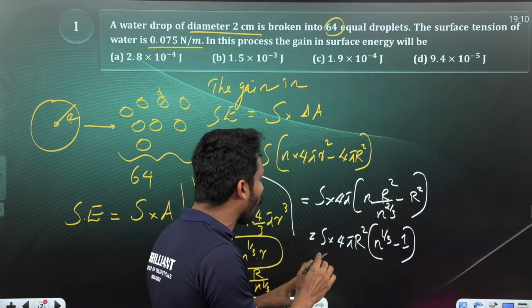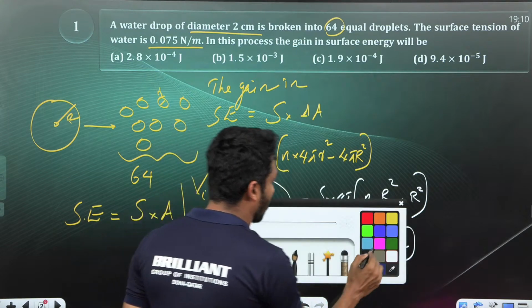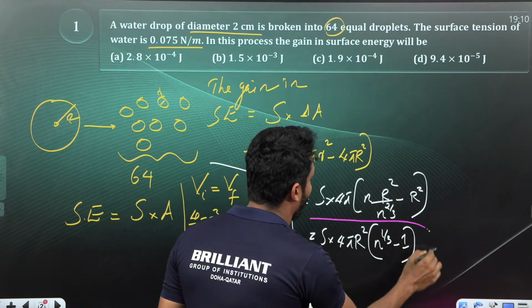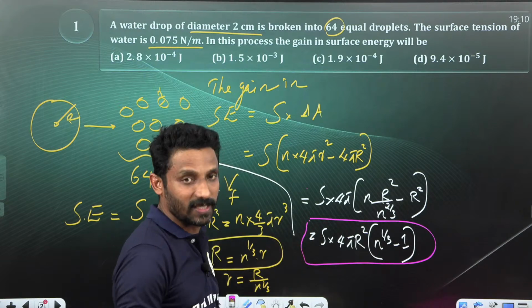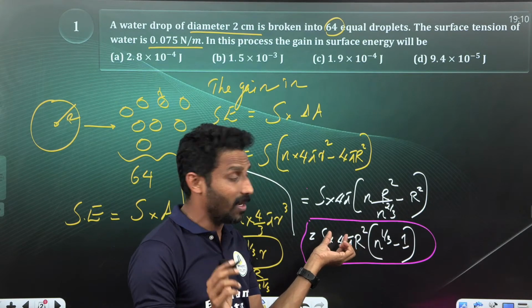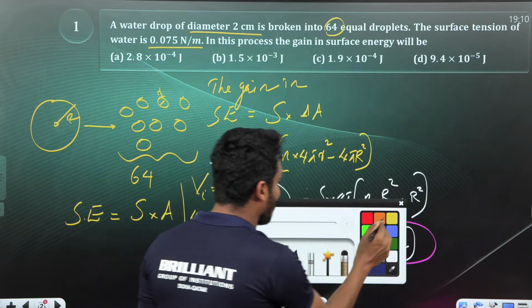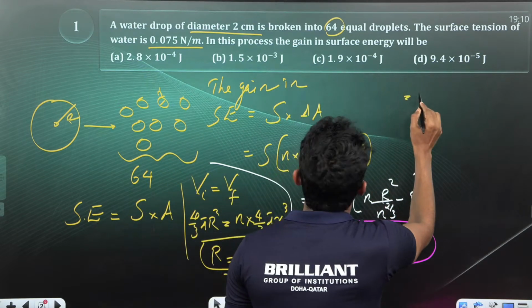This is your formula for gain in surface energy. Keep this formula in mind: gain in surface energy is equal to surface tension into 4 pi R square, that is the bigger area, into n raised to 1 by 3 minus 1. Clear? Now in the question, the surface tension value is given.